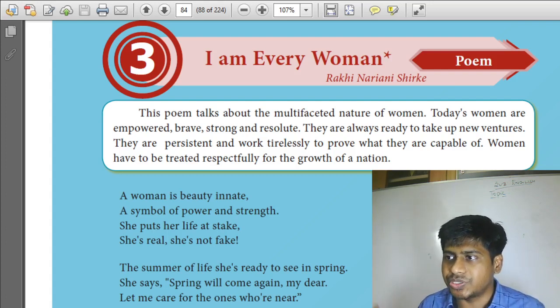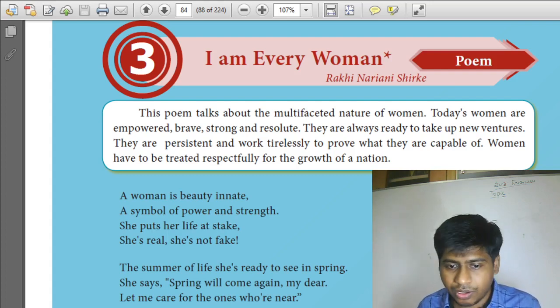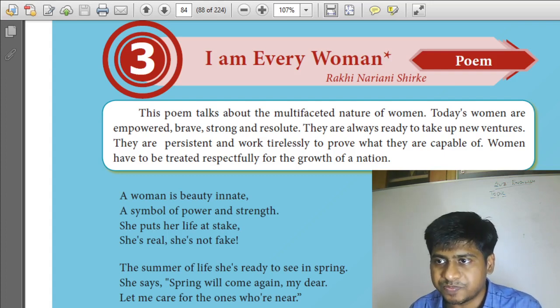She is real, she is not fake. And when we talk about all these things, yes, she is a woman, she is human, and she is not fake, to be handled like non-living things. She is real, and she is not fake.